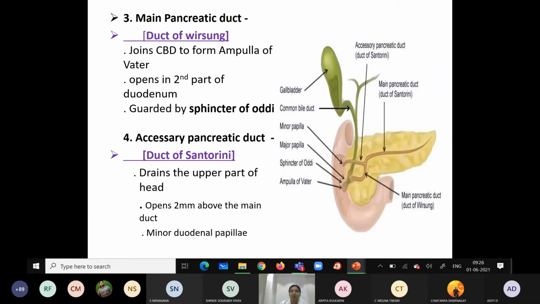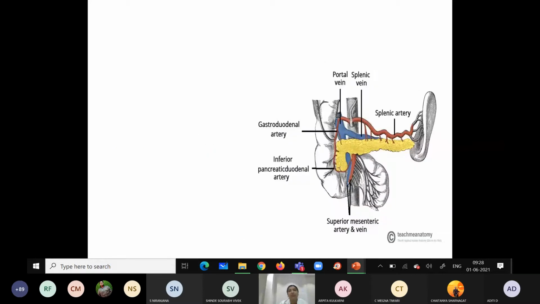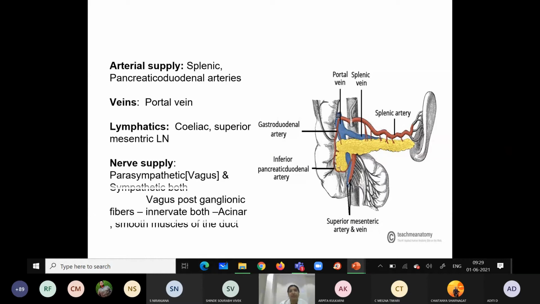Yes, ma'am. So we'll go to the next part of the pancreas, that is the blood supply, venous supply, lymphatic drainage and nerve supply. Now this is only physiologically I am touching. This is important for us to know the drainage of this.